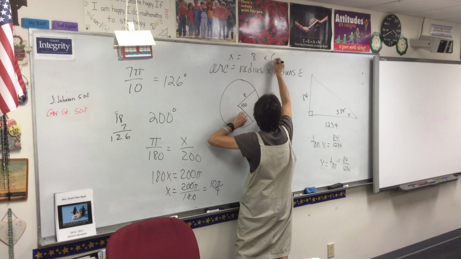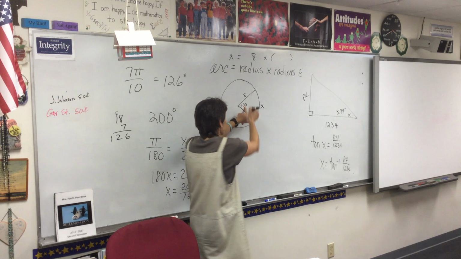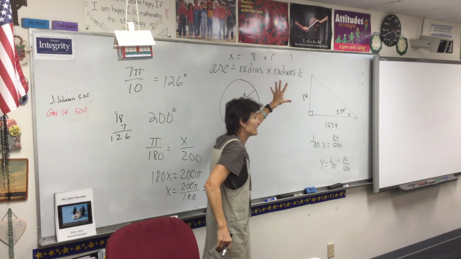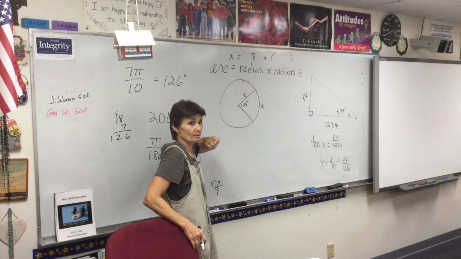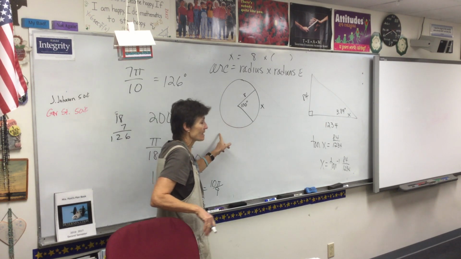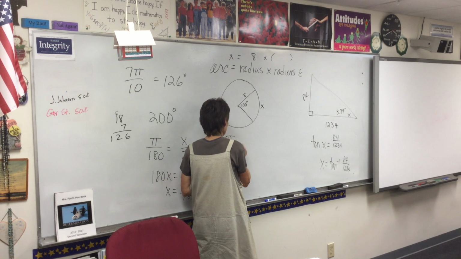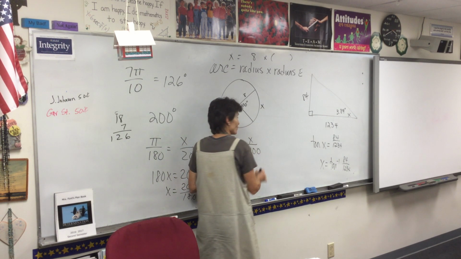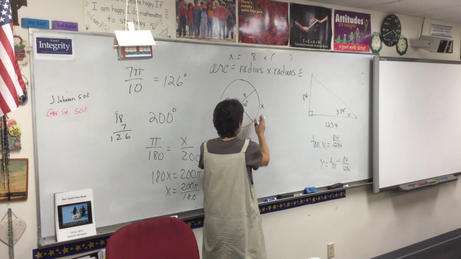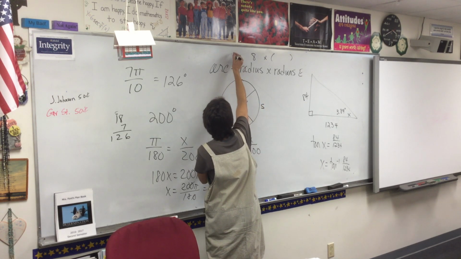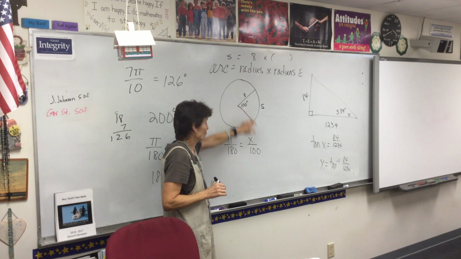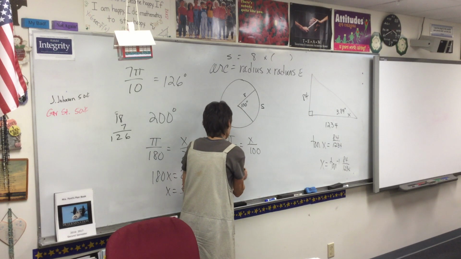The problem is what? That angle is a degree measure, and in order to use my formula, it needs to be a radian measure. Didn't I just do that over here? So I'm going to do exactly the same thing. Pi over 180 equals x over 100. And I'm going to figure out what that is, a different x. Oh, maybe I should use a different letter here. Don't you get confused. I'm trying to figure out what this angle is in radians. So I can do that.